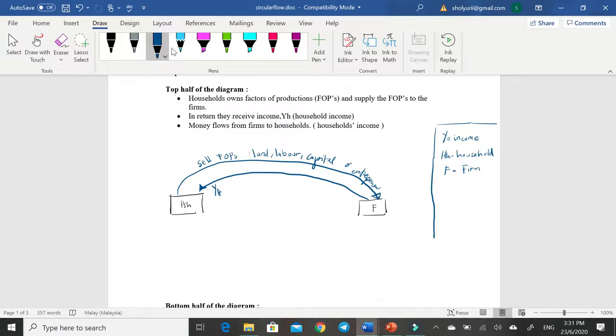Okay, setiap factors of production yang dia jual ni ada nama bayaran dia. For example, if we sell land, we will get rent. This is the name of the payment for the factors of production. So you need to memorize this also. If we sell labor, maksudnya household ni pergi bekerja di firm, we will get wages, ataupun kita panggil sebagai salaries, gaji.